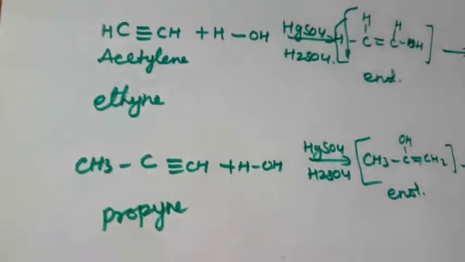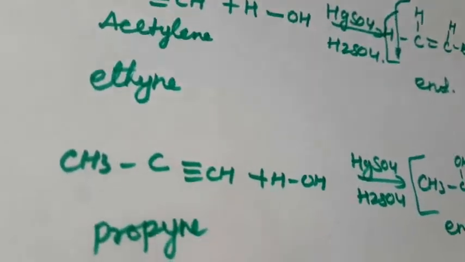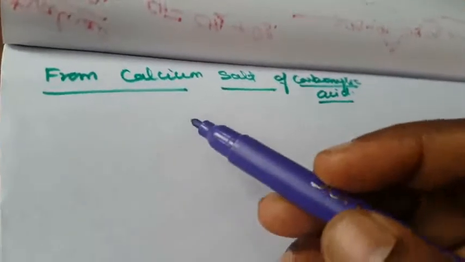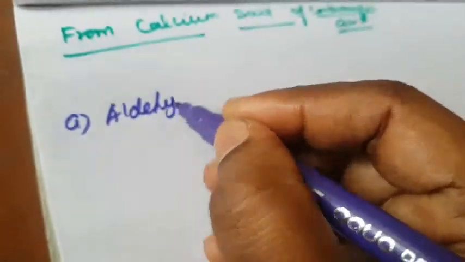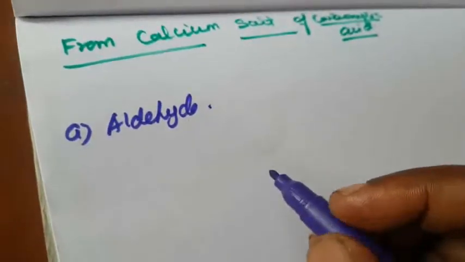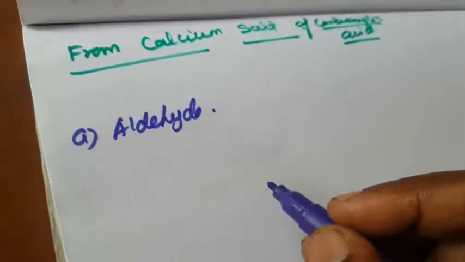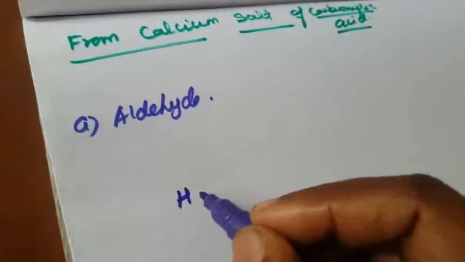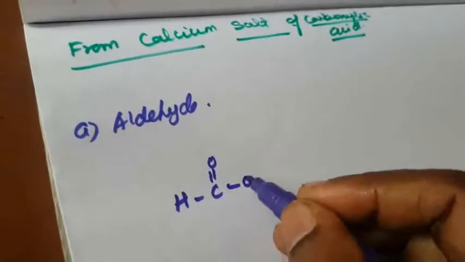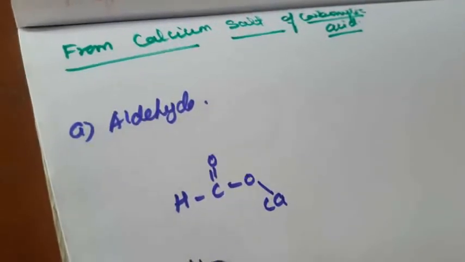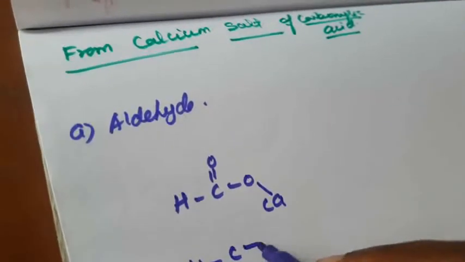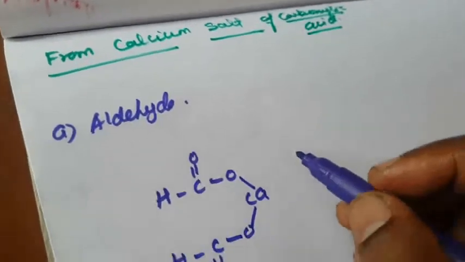Next one is how to prepare aldehyde and ketone. How to prepare aldehyde and ketone from the calcium salt of carboxylic acid. First one is aldehyde. How to prepare aldehyde? First one is the calcium salt of carboxylic acid. So first one is H-C double bond O-O, calcium methanoate.